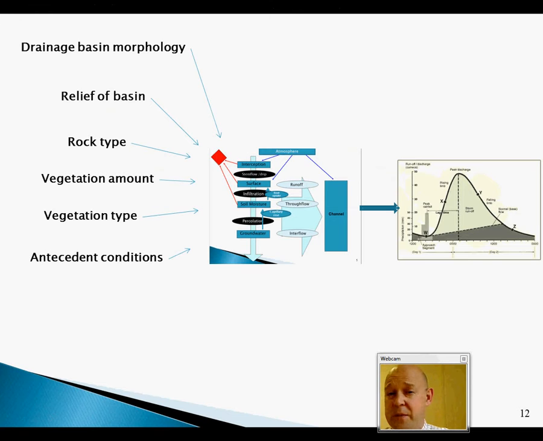Antecedent conditions of what was happening before. If you had a long period of rainfall, then you're going to have a saturation in your system, and therefore you're likely to have a high base flow, remember this bit here, and you might find that any storm event is sitting on a very saturated environment, giving you a compound problem, as I talked about.